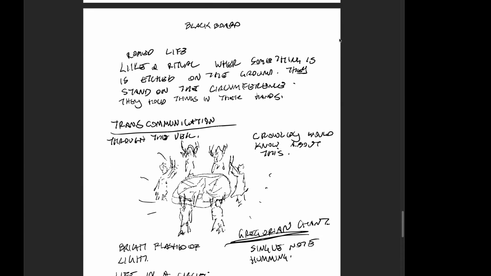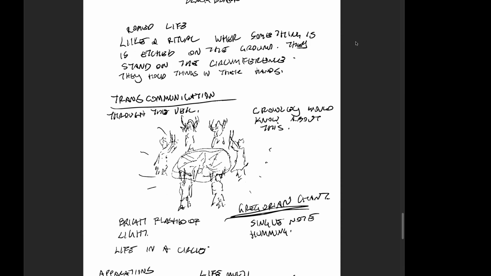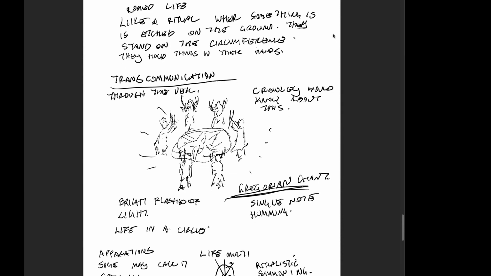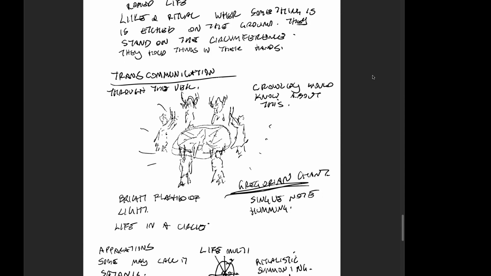More into the more speculative concepts here in terms of the life, aside from the cause. And this is looking more at like, well, is there any life there? Well, I saw people in robes doing something like a ritual. There's something etched in the ground, and they stand around the circumference. Some kind of transcommunication, like through the veil. Something Aleister Crowley would know about. Gregorian chants, single note humming.